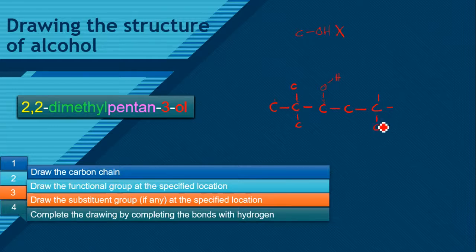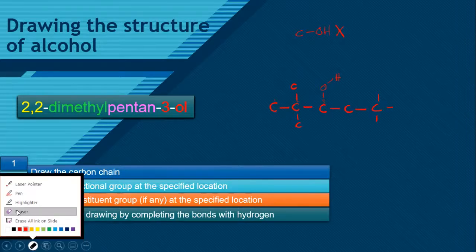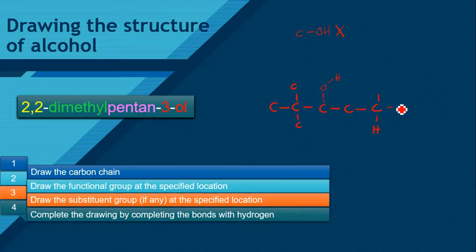We can now complete the structure of the alcohol by drawing the hydrogen atoms. Remember, each carbon has 4 bonds. This is another one. So basically this is the structure for 2,2-dimethylpentan-3-ol. If you follow the steps, it's going to be easier for you to draw the structure.